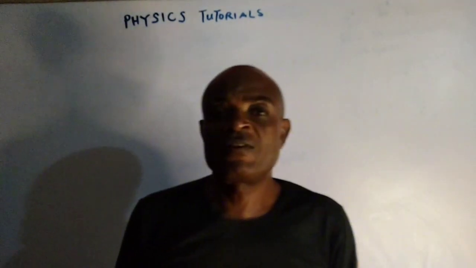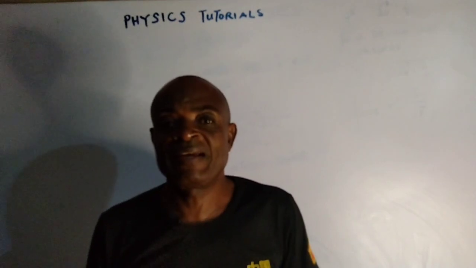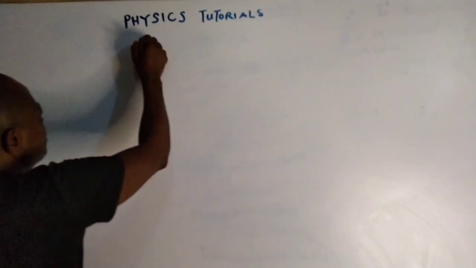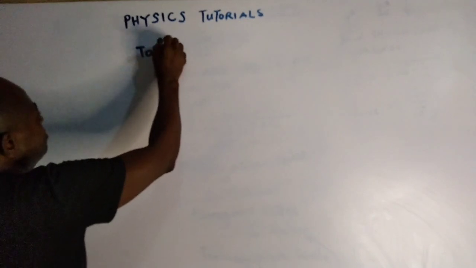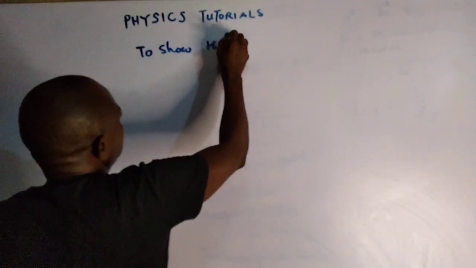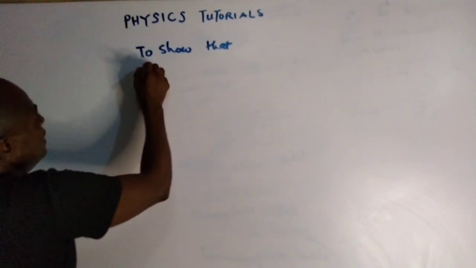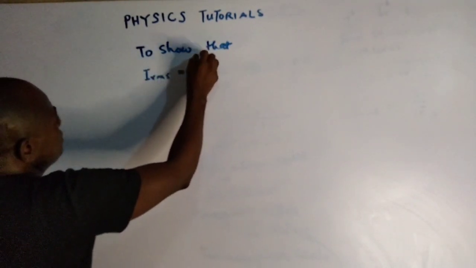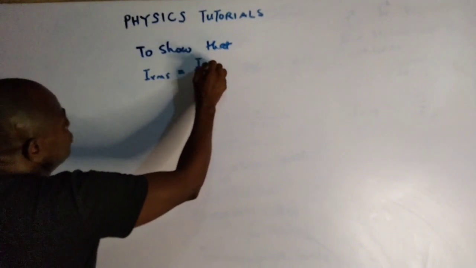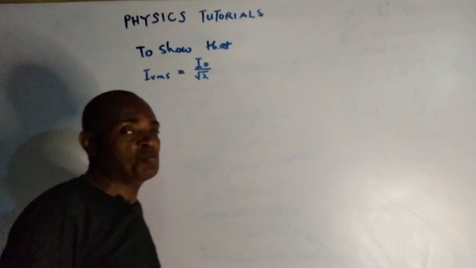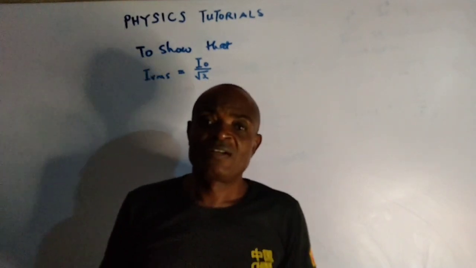All right, from the question we read earlier on before we came to the class, we are to show or prove that the root mean squared current is equal to the peak current divided by the square root of 2 for an alternating current. That's what they want us to find.